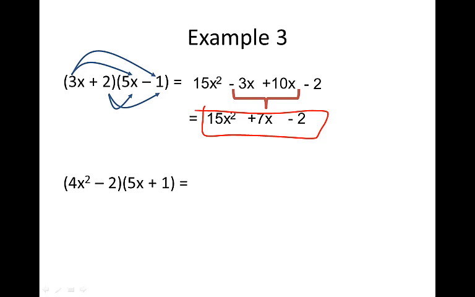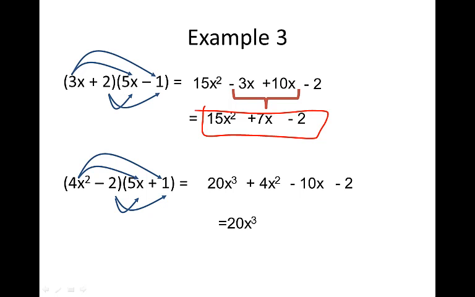Welcome back. So 4x squared minus 2 times 5x plus 1. Okay. So we're going to do the 4x squared times 5x to give me 20x cubed. 4x squared times 1 to give me 4x squared. And then the negative 2 times 5x to give me minus 10x, and then negative 2 times 1 to give me minus 2. We combine our like terms, bring down the 20x cubed, combine 4x squared minus 10x.